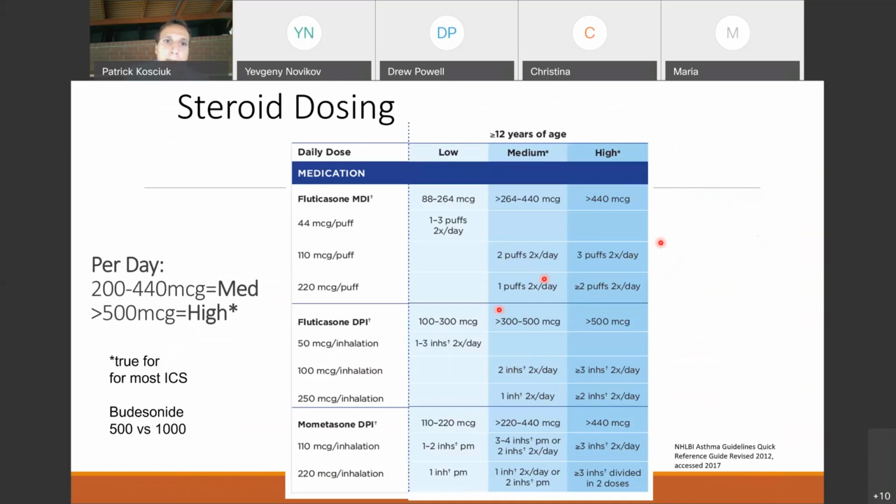Steroid dosing, what do I mean by low, medium, and high dosing? Well, here's a nice table for it. And so this is something that you guys can keep in your phone or wherever you'd like to. All of these inhaled corticosteroids follow this regimen where about 200 to 450 is medium, anything below 200 is low, over 500 is high, although it's a little different in budesonide. So 500 is medium and 1,000 is high. Budesonide is a medication that is in Symbicort. So just so you guys know. But here's the steroid metric here.